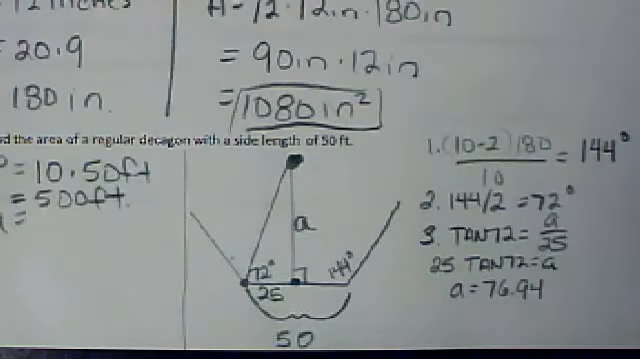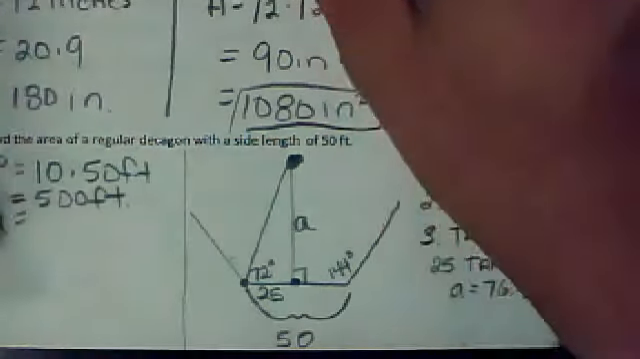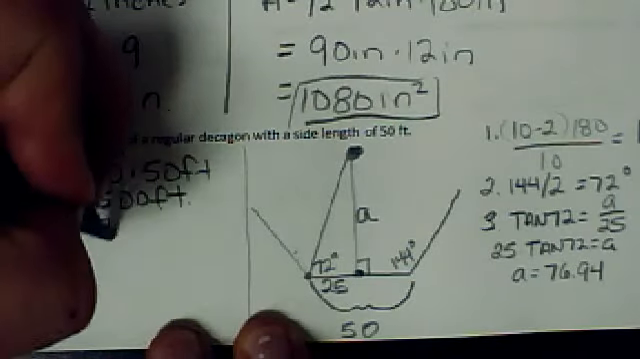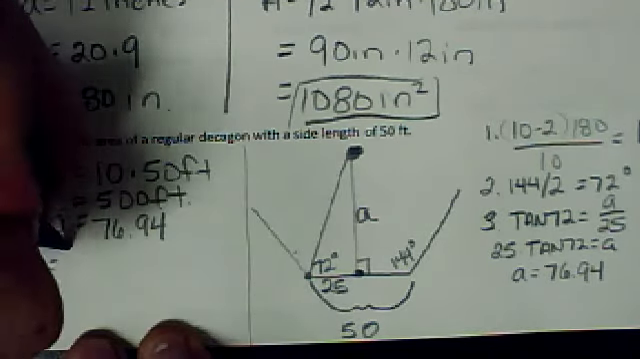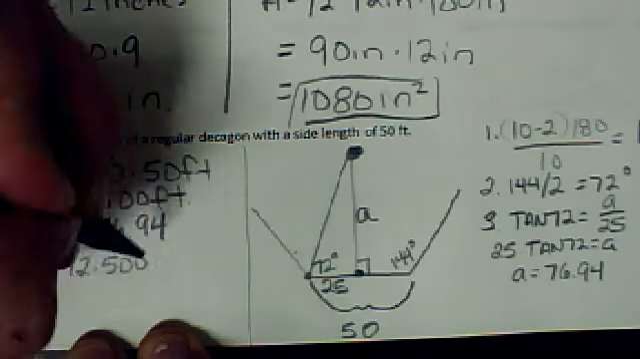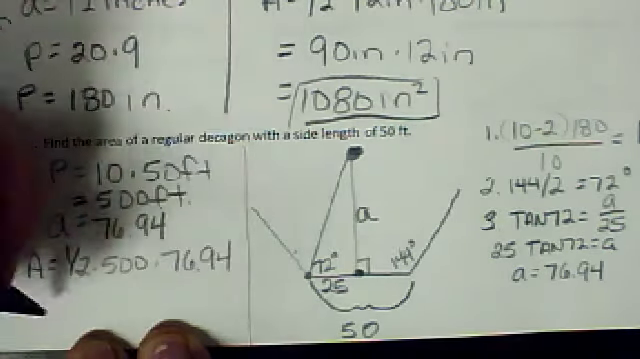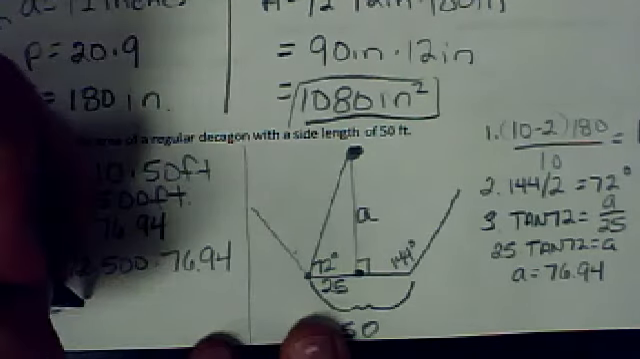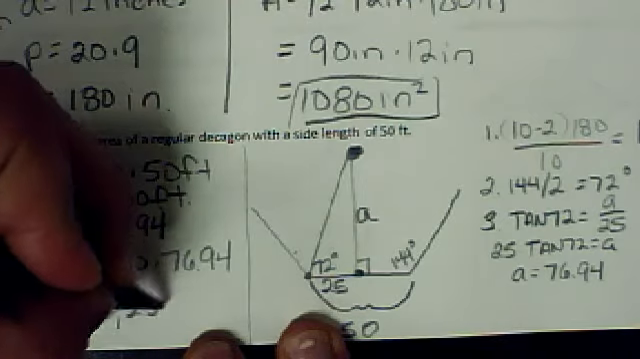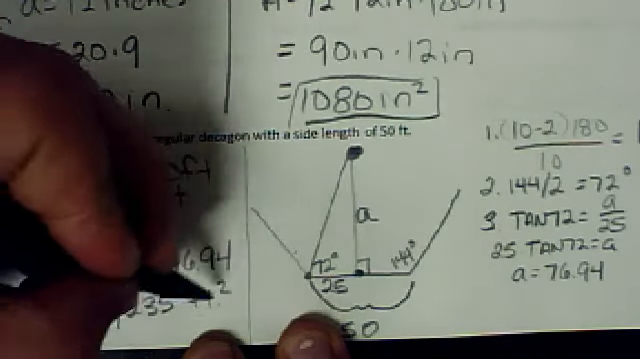So 25 times the tangent of 72 gives me 76.94. Alright, 76.94. So that's now my apothem. That can go in over here on the left-hand side where I'm putting my perimeter and my apothem, so 76.94. So now I can do my area is equal to 1/2 times my perimeter of 500 times 76.94, which is my apothem. So 1/2 of 500 is 250. I multiply that by 76.94, and that gives me a total area of 19,235 feet squared.